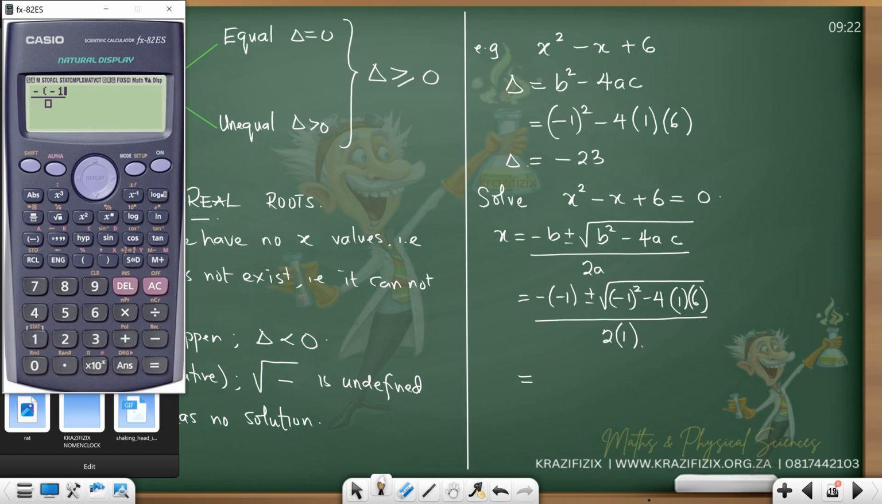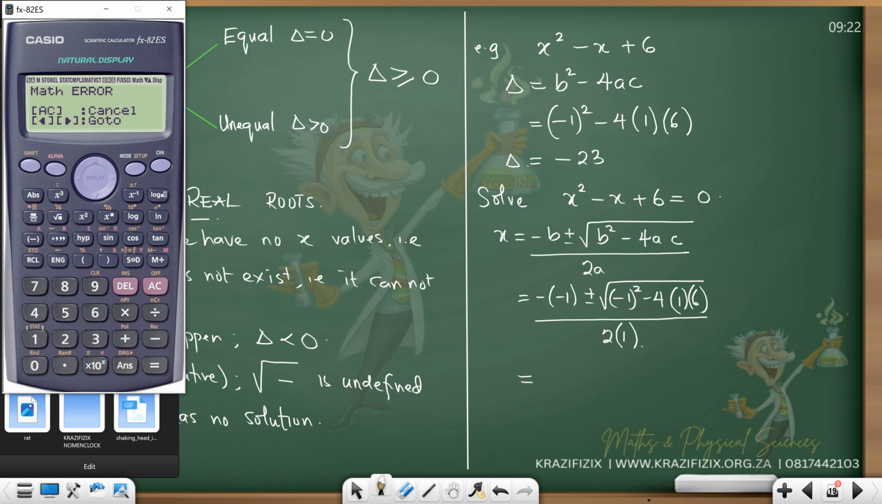Negative, open bracket, negative 1, plus square root of. I hope you guys closed your brackets. Negative 1 squared minus 4. My a is 1 and my c is 6, over 2 multiplied by 1. Oops, math error. Do you know why we're getting math error?